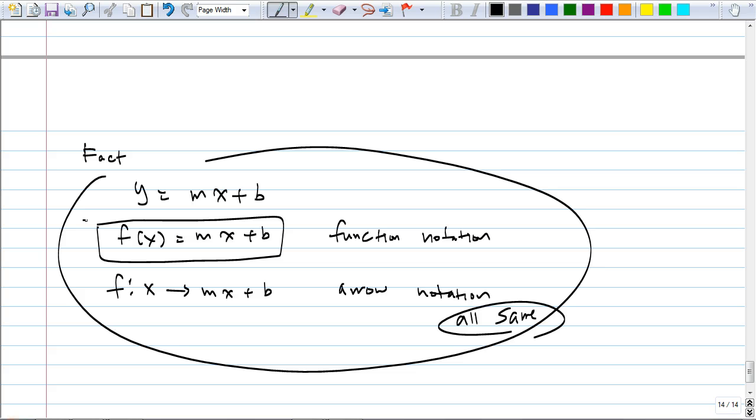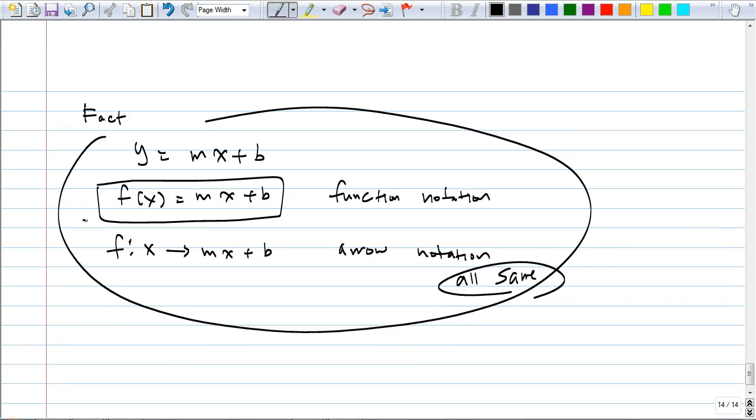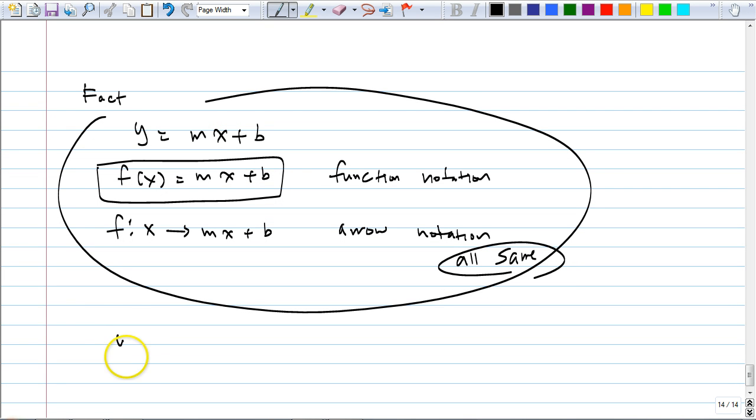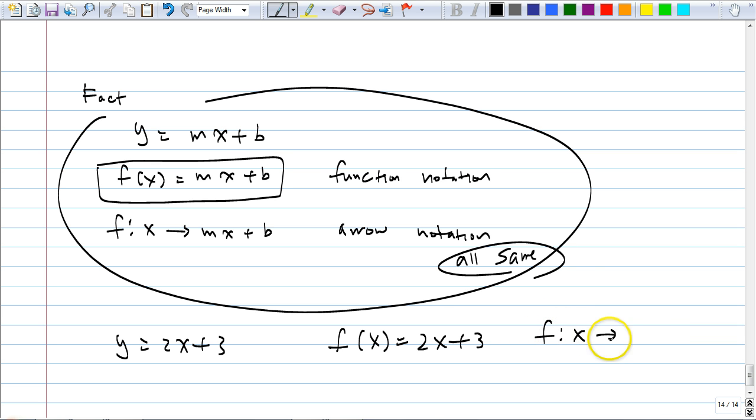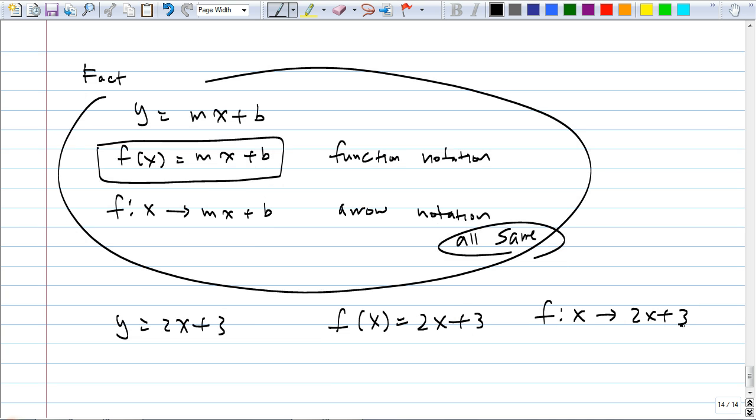Any question? Does this make sense? So for example, y equals 2x plus 3 could be rewritten as what? f of x equals what? 2x plus 3, or f colon x arrow what? 2x plus 3. Does that make sense? Okay. Are we good?